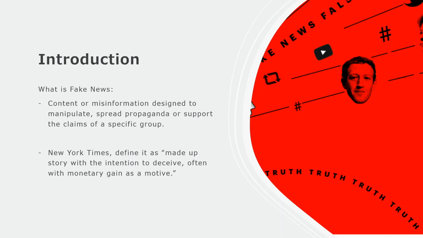So what is fake news? Fake news is content or misinformation designed to manipulate, spread propaganda, or support the claims of a specific group. Claire Wardle, in her 2017 article, Fake News It's Complicated, identifies 7 types of fake news: satire or parody, false connection, misleading context, false context, imposter context, manipulated content, and fabricated content.